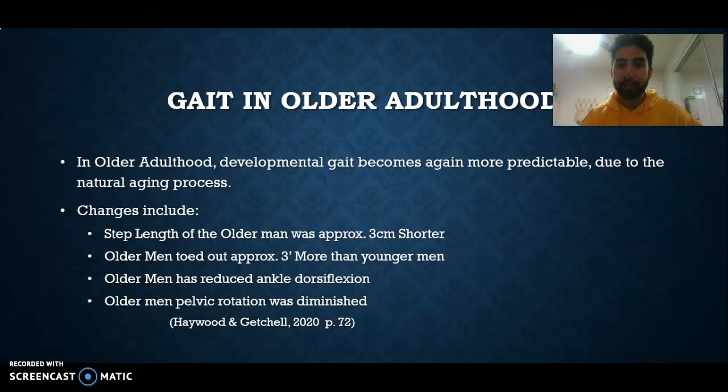Changes include that step length in older men was approximately shorter. Older men toed out approximately 3 centimeters more than younger men. Older men had reduced ankle dorsiflexion. Older men's pelvic rotation was diminished, as said by Haywood and Getchell.